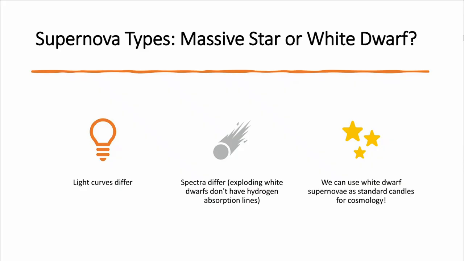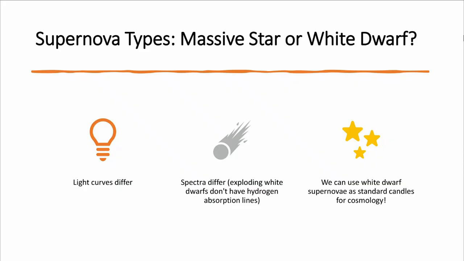And for the different types of supernovas, so we saw their light curves are different, but the big difference is that their spectra are different. So a white dwarf that blows itself up is made out of carbon, so it's not going to have a lot of hydrogen absorption lines at all. Whereas the massive star that went supernova was made almost completely of hydrogen, so there's going to be a lot of hydrogen to have these absorption lines.